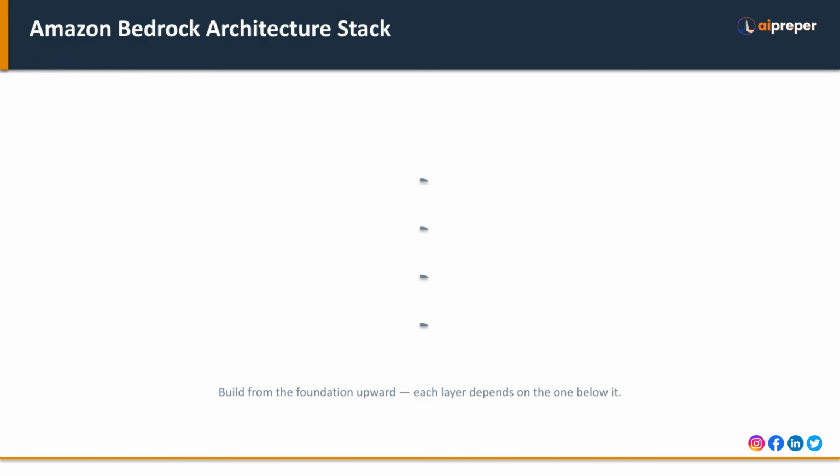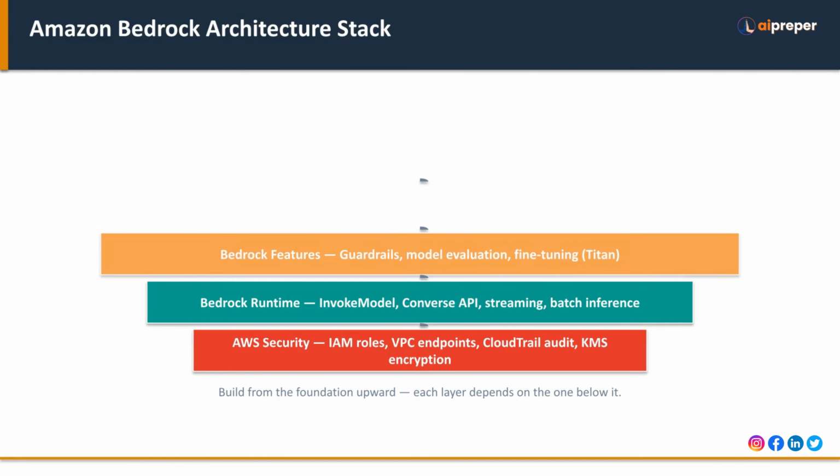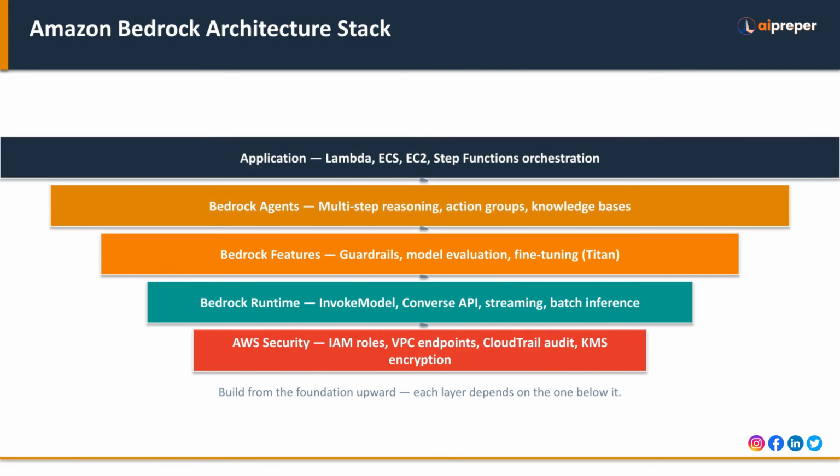The Amazon Bedrock architecture stack is built from the foundation upward. It layers AWS security, Bedrock runtime, features, agents, and finally, the application.